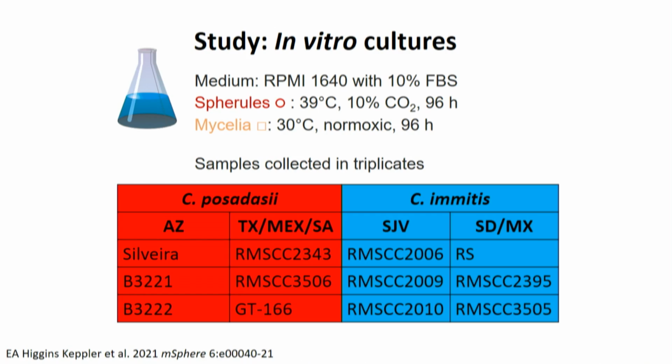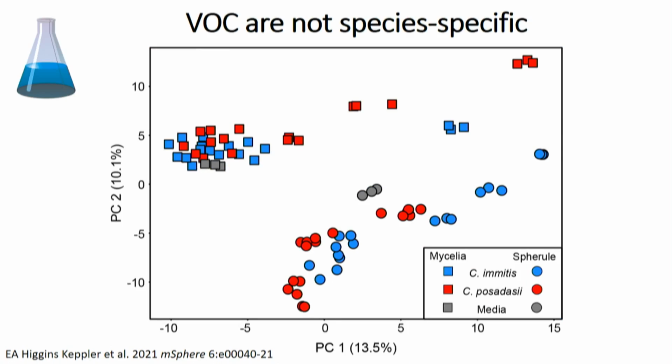Heather cultured these under conditions that would induce spherule formation or mycelial formation, and they were cultured in triplicate. And then they sent the culture supernatants to Emily to analyze. What we observed is that the volatile profiles that are produced by these organisms are not species-specific globally, but they are very dependent on the growth phase.